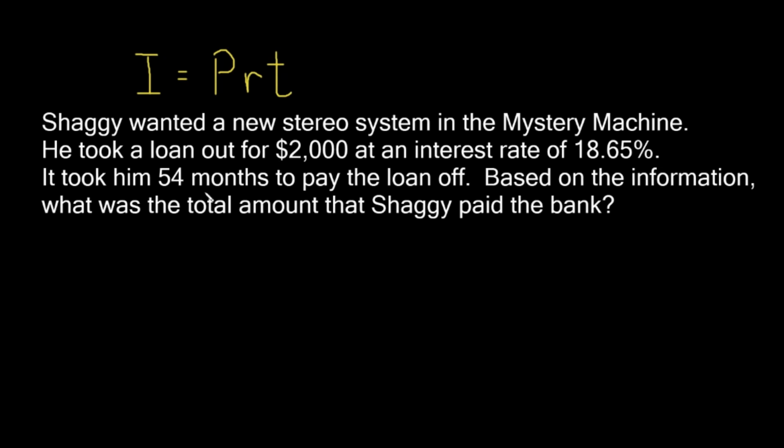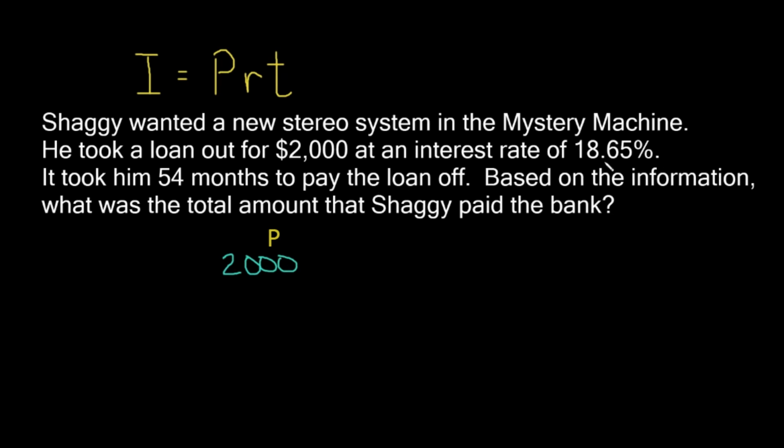So what is the question actually asking you? It says, based on the information, what was the total amount that Shaggy paid to the bank? So we're going to have to figure out what the interest is and then add it to the principal. And the principal in this case is $2,000. So we know for principal, we can put $2,000.